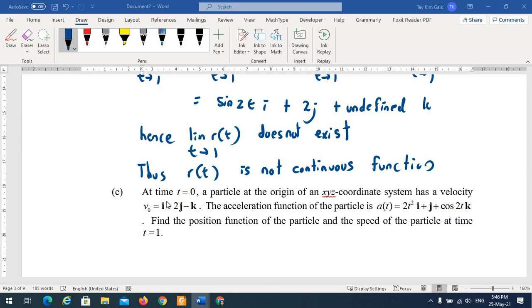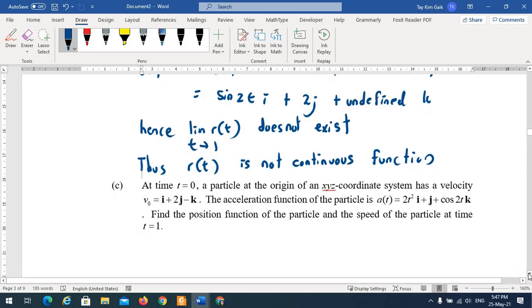Okay, question 4C. At time t equal to 0, a particle at the origin of an xyz coordinate system has a velocity v naught. So the velocity vector is i plus 2j minus k. The acceleration function of the particle is a(t) equal to 2t squared i plus j plus cos 2t k. Find the position function of the particle and the speed of the particle at time t equal to 1.